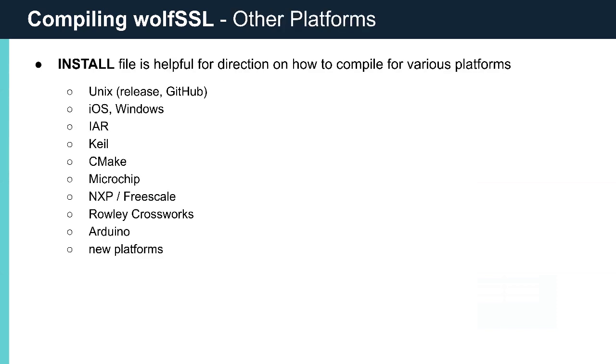There's also a lot of different compilers and suites that people like to use. We do have an INSTALL file in the root directory that points you in the right direction for a lot of those. For example, if you want to use CMake, that would be a good first place to look. Or if you want to build for Arduino, there's some notes in there about how you would go about starting that.